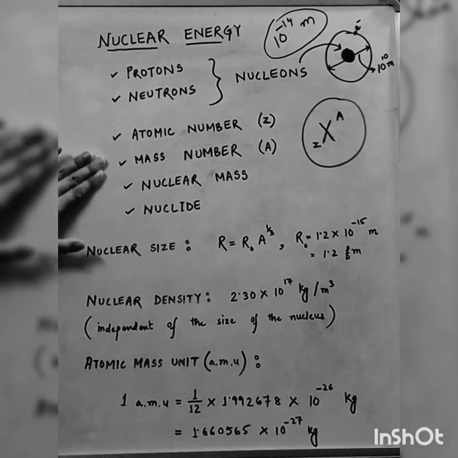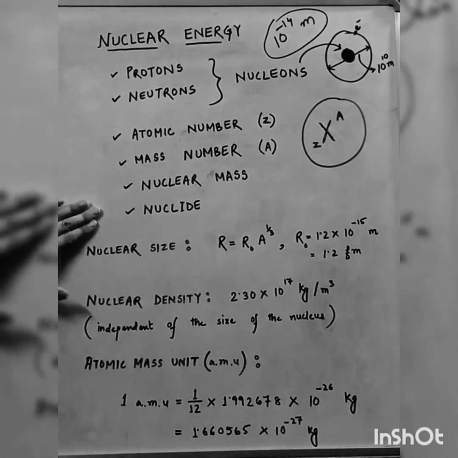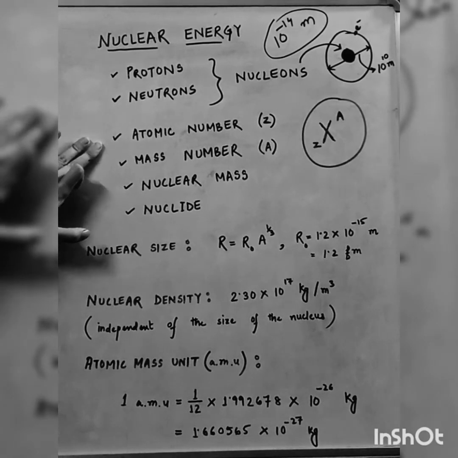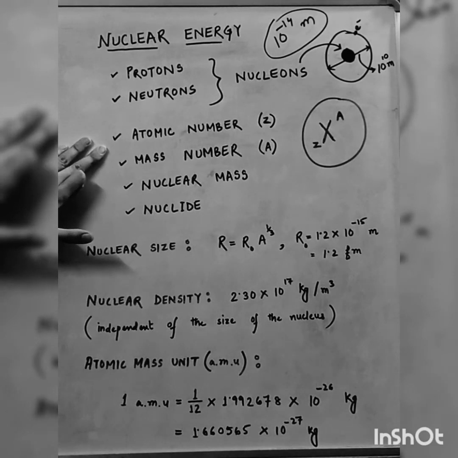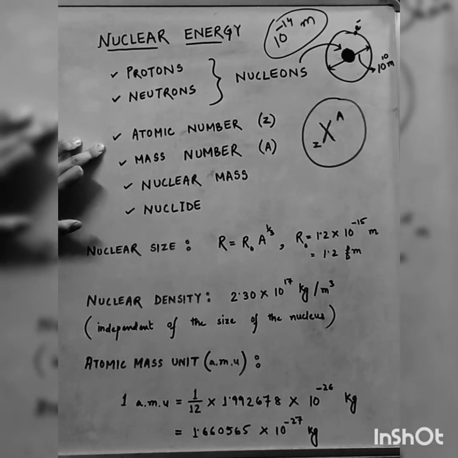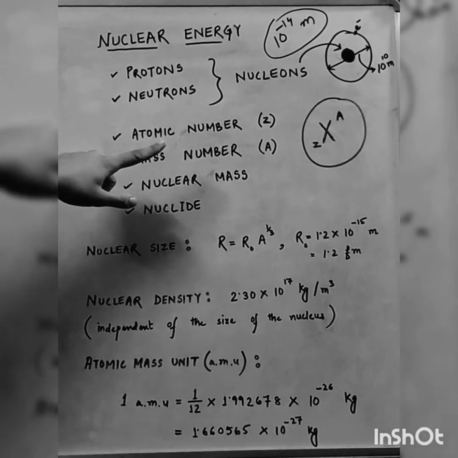Okay, so you have to know the definitions of these four terms. The first one is the atomic number. The atomic number is the number of protons inside a nucleus. The number of protons inside a nucleus is called the atomic number, and it is denoted by the capital letter Z.